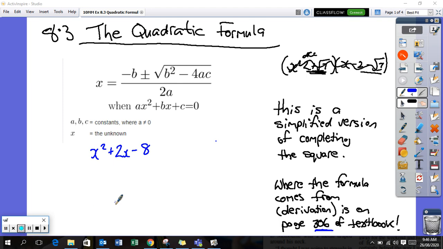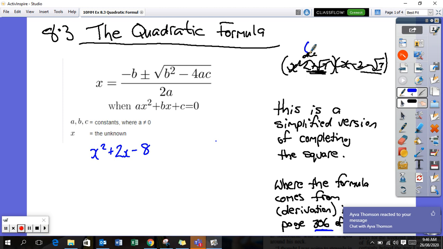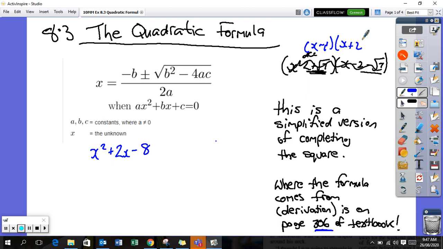Okay, so now you've had a little bit of a look at where it comes from, and bear in mind you don't need to understand it. This is the quadratic formula. x equals minus b plus or minus, so there's two solutions. Remember when we factorise, we get two solutions. So if we had something like x minus 1, x plus 2, we'll get two solutions. That's what the plus or minus does, it gives us the two solutions. Square root of b squared minus 4ac over 2a.